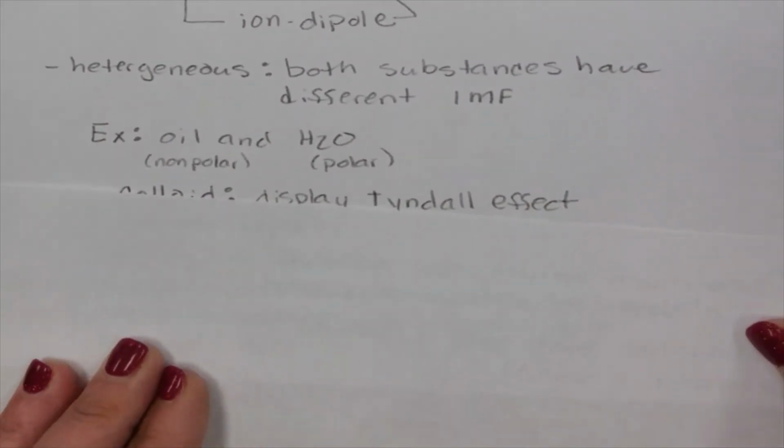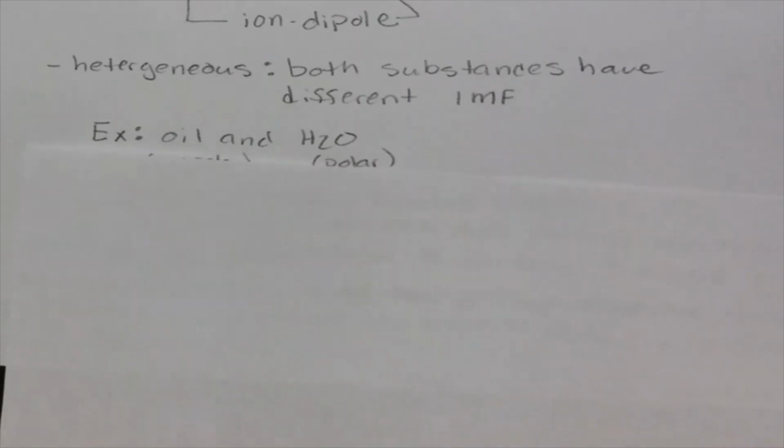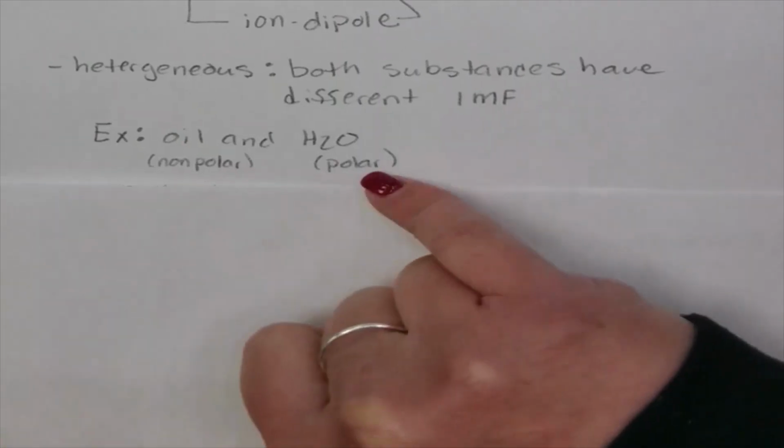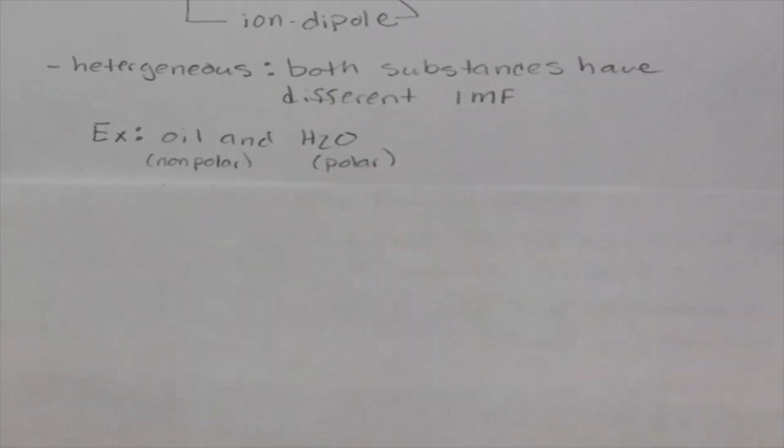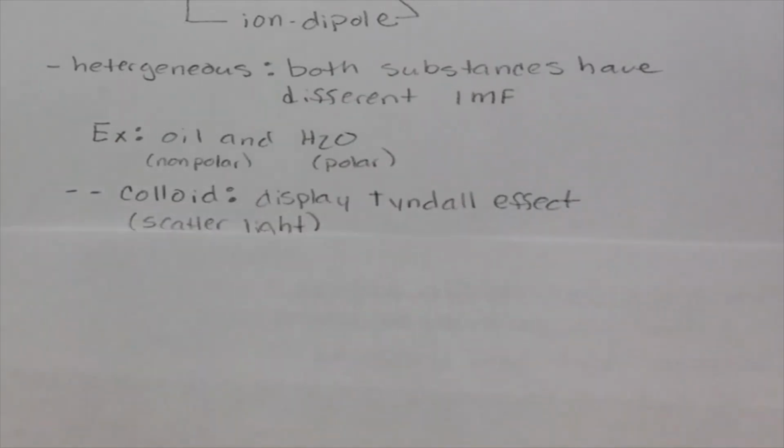A heterogeneous mixture, substances have different intermolecular forces. For example, oil and water. Oil is nonpolar and water is polar, which is why when you mix oil and water, they don't mix well together. A couple of vocabulary terms that you're going to need to know.